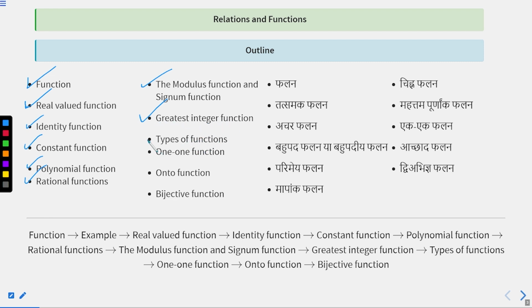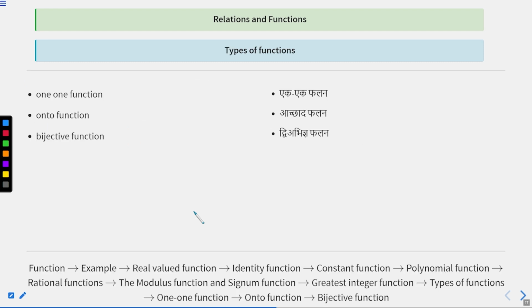It's time to discuss, in today's class we will be discussing types of functions, which are one-one, onto and bijective, and we will be seeing examples so that you can understand exactly what we mean by one-one function, what we mean by onto function, and what we mean by bijective functions. So let's jump to our topic. Types of function: one-one function, onto function and bijective function.